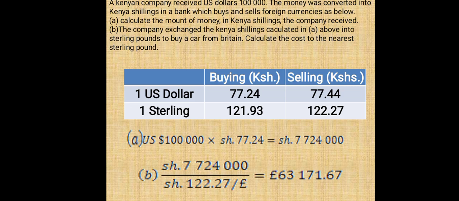Now the US dollar was exchanged at the rate of 77.24, and what was gotten was 7,724,000 Kenyan shillings. Now the 7,724,000 Kenyan shillings are exchanged to sterling pounds at a rate of 122.27, and this converts to 63,176.67 sterling pounds.